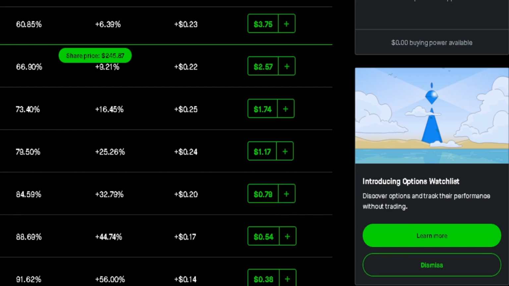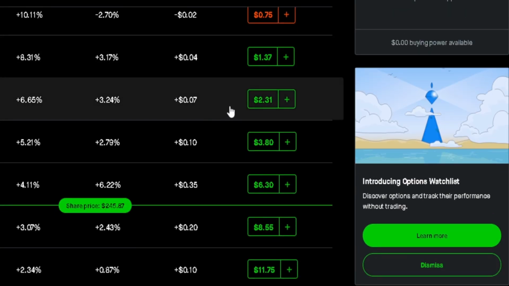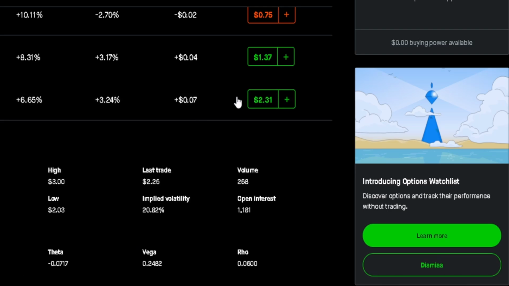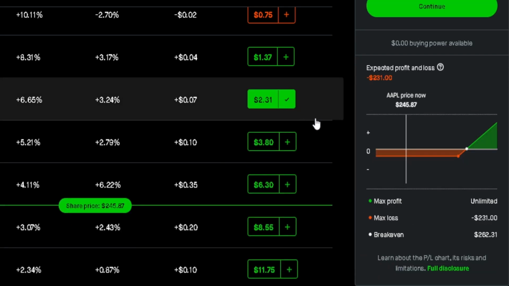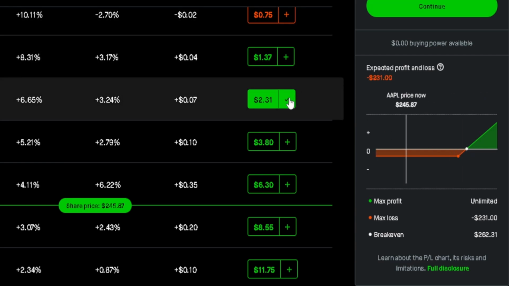But also don't forget that the options expiration isn't limited to just a week or a month. Like, you can go really far out. So for instance, buying a call, let's say you believe that the stock price will go up, but you're not sure exactly how long, you can go 40 days out. Just keep in mind that this does increase the premium. So you could pay $231 if you believe in the next 40 days that the stock price is going to go above $262.31.